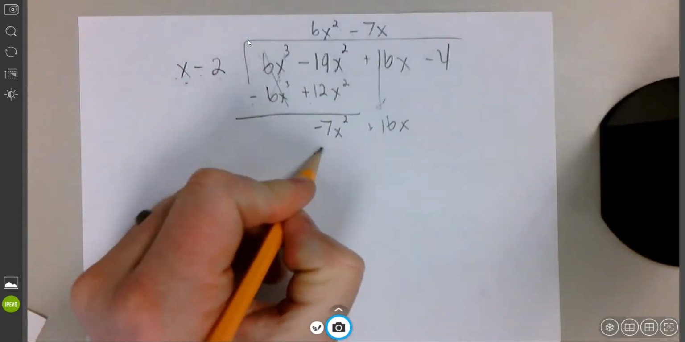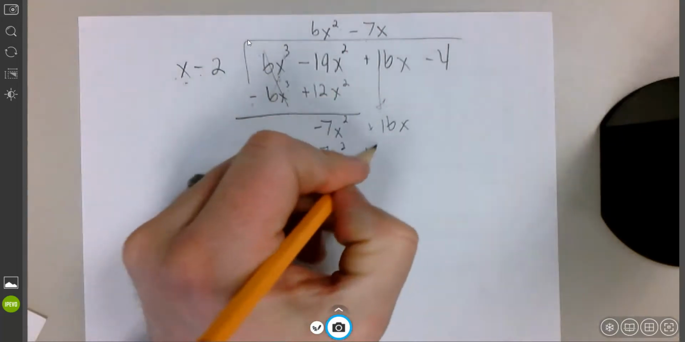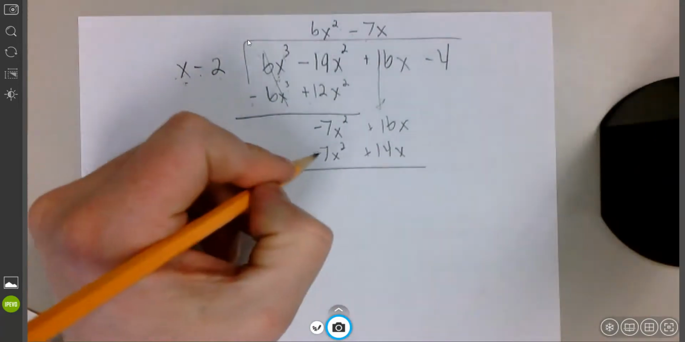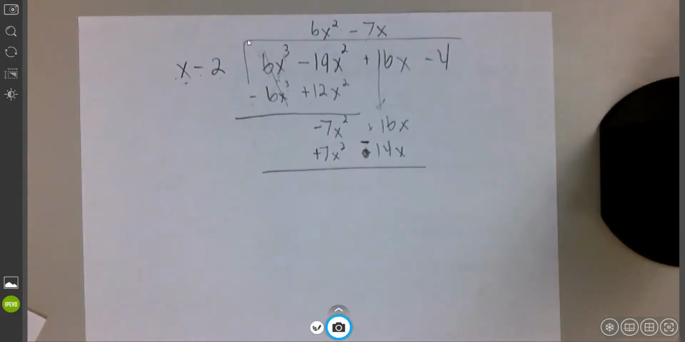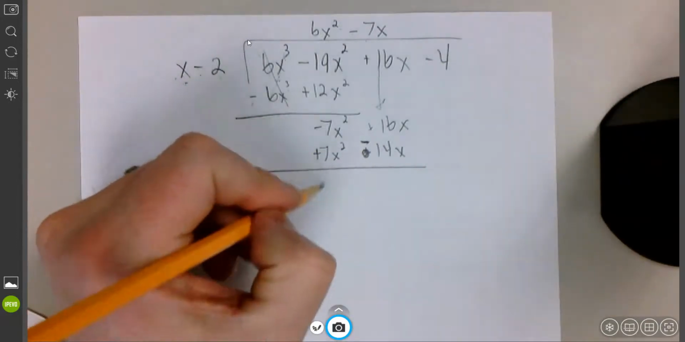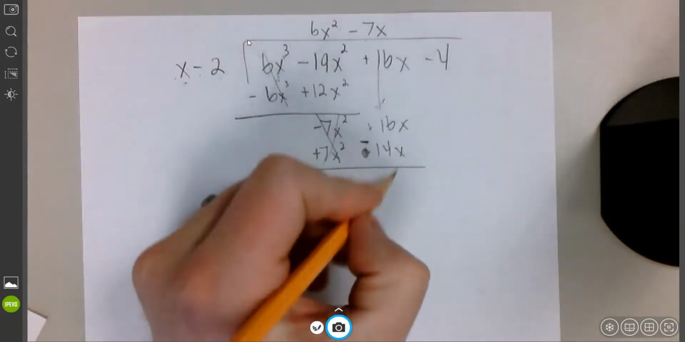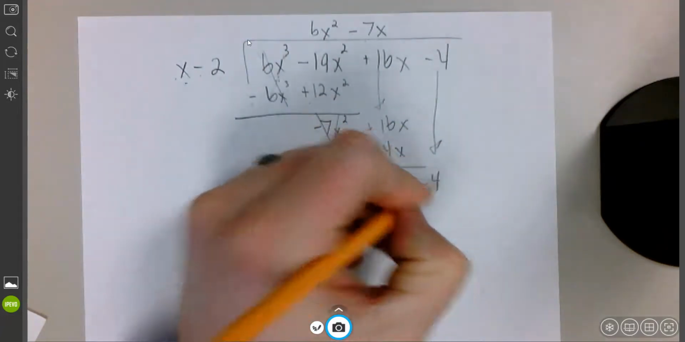So let's see, that would be negative 7x squared. A negative 7x times a negative 2 is a positive 14x. I change the signs on both of them. Change the signs on both of them. And I add going down. If I add those, they give me 0. 16x's plus negative 14x's are 2x's. Bring down the next one.